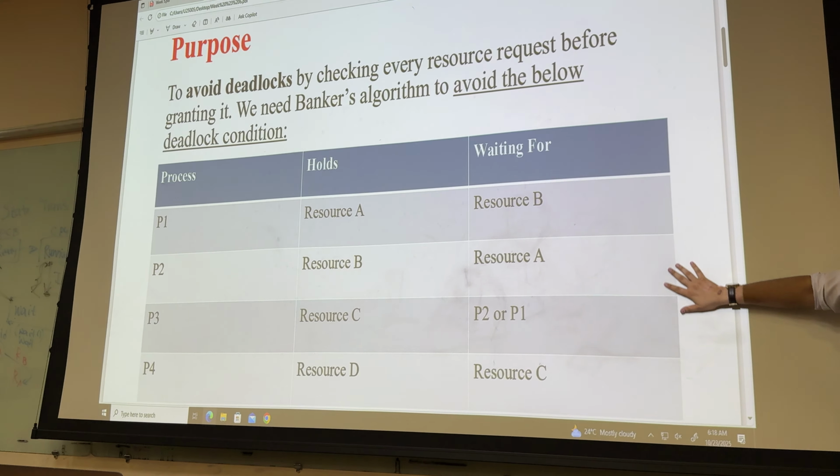We still have available. Available basically means in the bank, we still have 3 of resource A, 3 of resource B, and then 2 copies of the resource C. Okay, does it make sense? Resource B, and this is going to resource C. Okay, so this is in the bank.